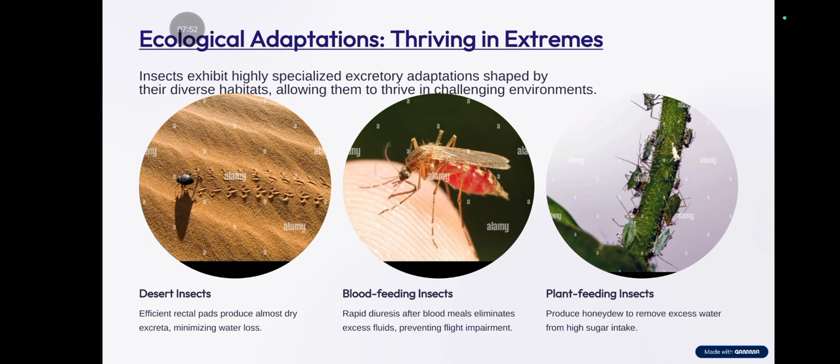Ecological adaptation. Insects exhibit highly specialized excretory adaptations shaped by their diverse habitats, allowing them to thrive in challenging environments. There are desert insects, blood-feeding insects and plant-feeding insects. So coming to desert insects, the efficient rectal pads produce almost dry excreta which minimize the water loss. Blood-feeding insects: the rapid diuresis after blood meals eliminates excess fluids, preventing flight impairment. Plant-feeding insects: they produce honeydew to remove the excess water from high sugar intake.